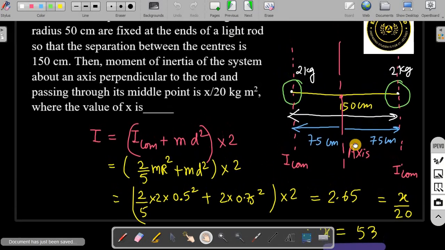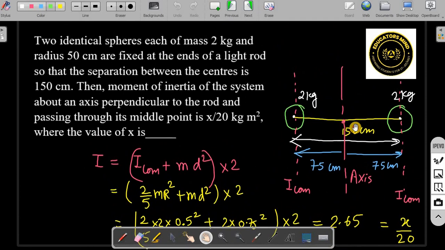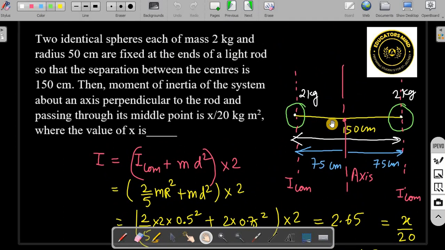These are the recent year questions which have come in JEE Main, and these are the standard model questions. I hope now you can work out questions on this topic. So with this we have completed this chapter.